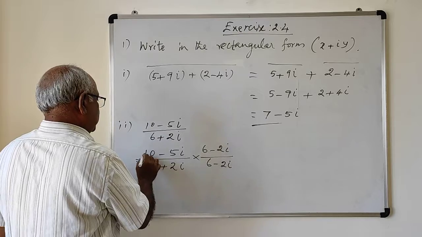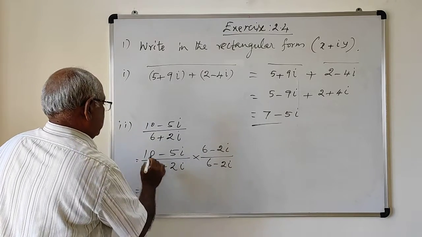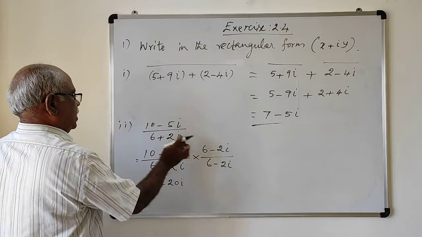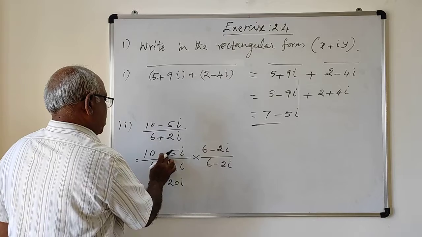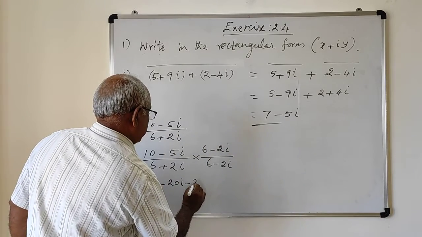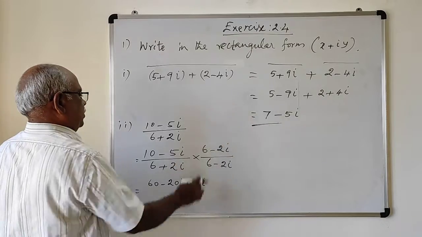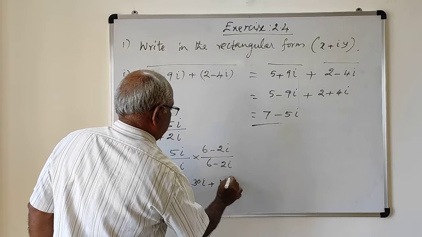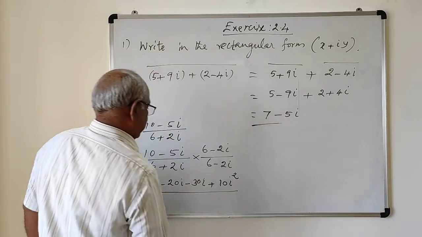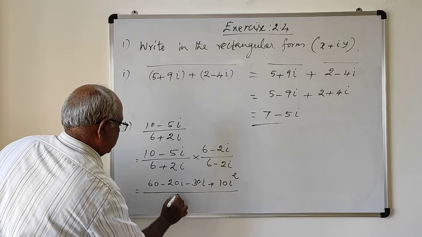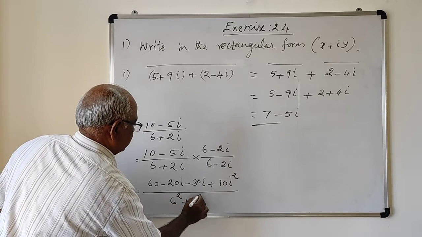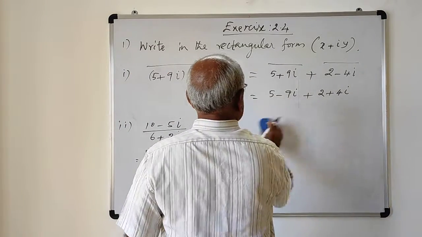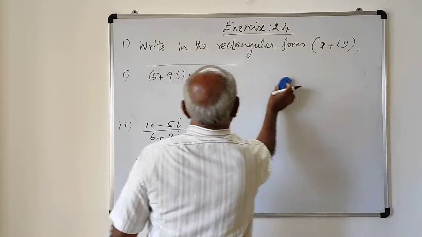In the numerator, 10 into 6 is 60, 10 into minus 2i is minus 20i, minus 5i into 6 is minus 30i, and minus 5i into minus 2i is plus 10 i square. In the denominator, a plus ib into a minus ib is a square plus b square.